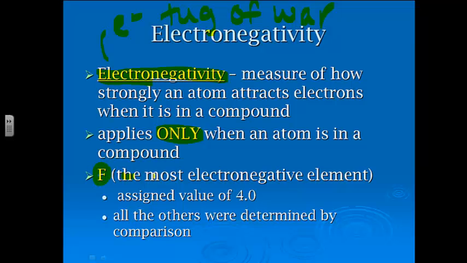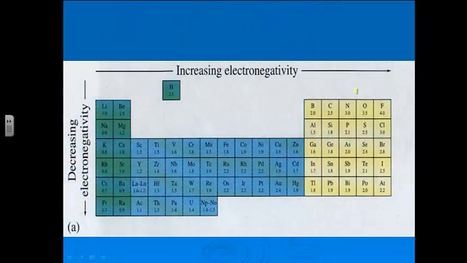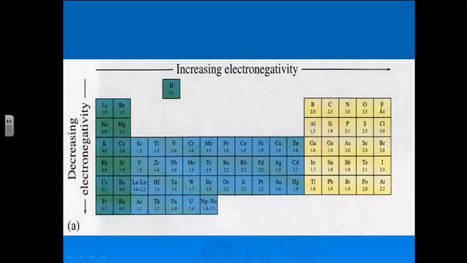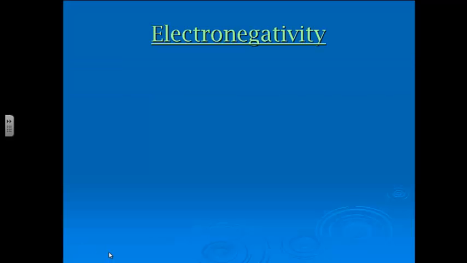Fluorine is the most electronegative element. It's assigned a value of 4.0. It will always win the tug of war, and I refer back to this a lot throughout the year. And all others are determined by comparison. And this chart shows you all the numbers. You don't have to memorize them. You've got fluorine that's 4.0, and then you've got oxygen, which is next, and then nitrogen, and then chlorine is pretty high up there as well. But fluorine is the gold standard.